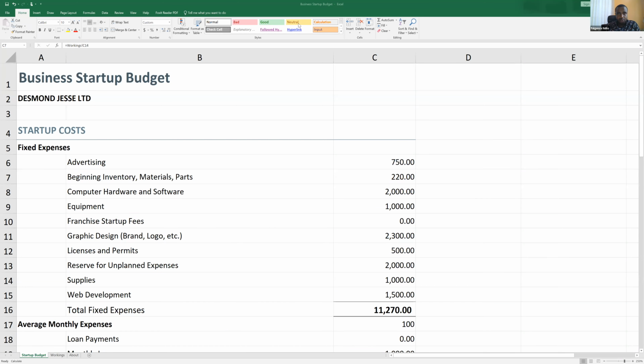I hope I'll be able to do it using the link. I'll have to stop sharing this, so let me see if I can share the Excel and show you how you can insert an Excel.